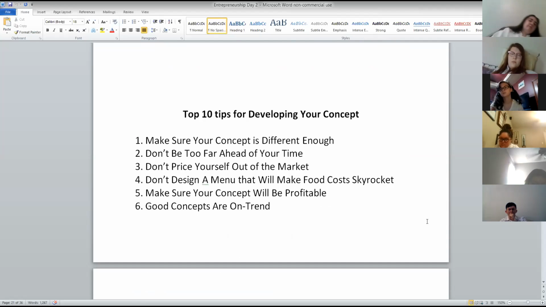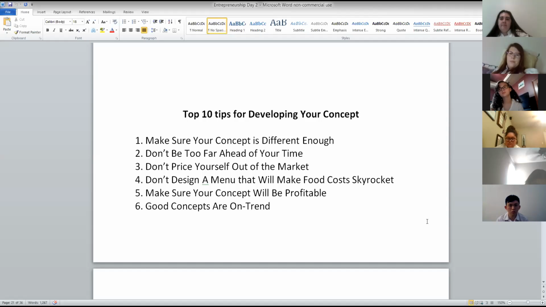So, top 10 tips for developing your concept. First, make sure your concept is different enough. Second, don't be too far ahead of your time. Third, don't price yourself out of the market. Don't be too high in your prices. Fourth, don't design a menu that will make food costs skyrocket. Don't design a menu like that, okay?